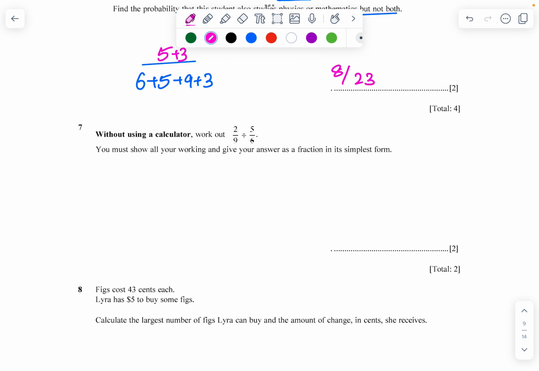Without using a calculator, simplify this one. So 2 upon 9 times 6 upon 5. So 3 times 3, 3 times 2. So it becomes 4 upon 15.